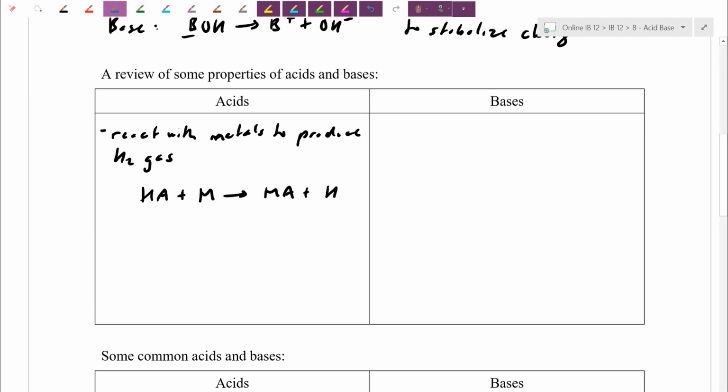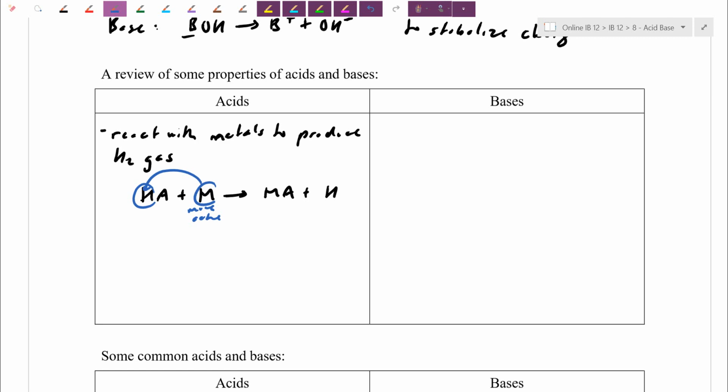If you check the activity series, hydrogen is fairly low on that chart. Because the metal is typically going to be more active, the metal will have no trouble kicking off the hydrogen. We're going to see bubbles forming under solution. So that's just bubbles of hydrogen gas. That would be a nice test for an acid. The bases will not react in the same way.